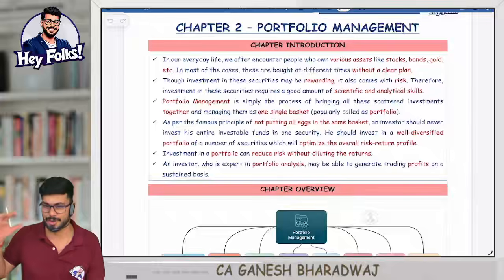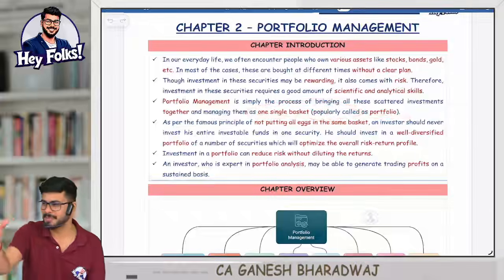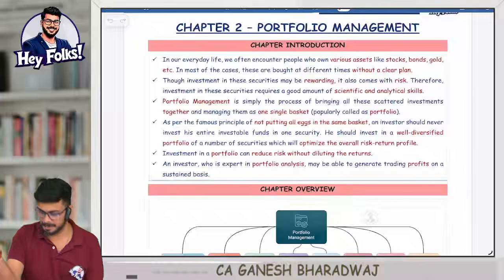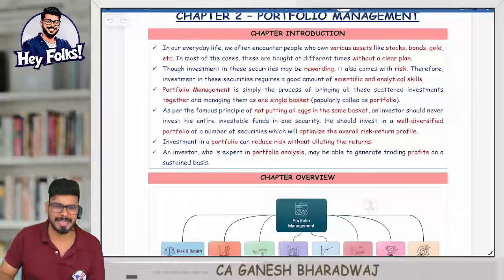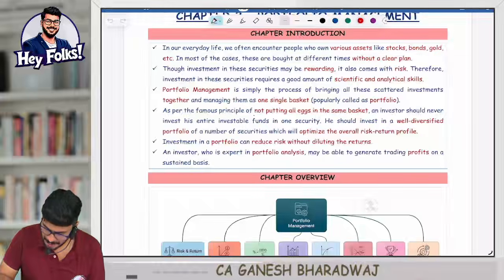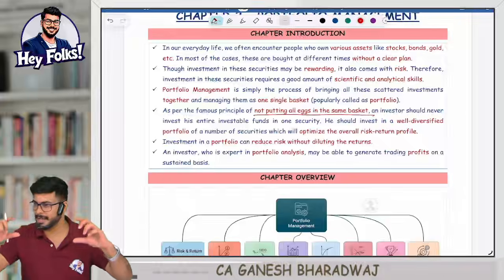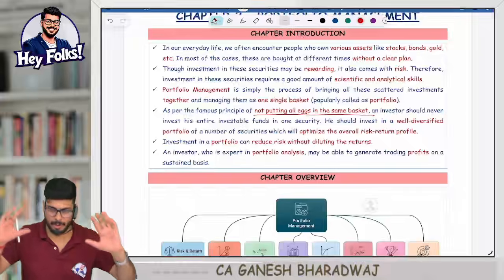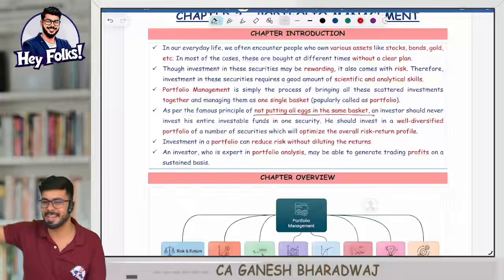Portfolio risk, portfolio return, right? Next, this single basket is called a portfolio. I told you, no? A collection of something is called a portfolio. Next, as per the famous principle of not putting all eggs in the same basket, have you heard of this saying? I'll tell you what it means for those who do not know. Whoever buys eggs, if you put every egg in the same basket, the chances are one slip, all the eggs will drop and fall, and all the eggs will be spoiled.